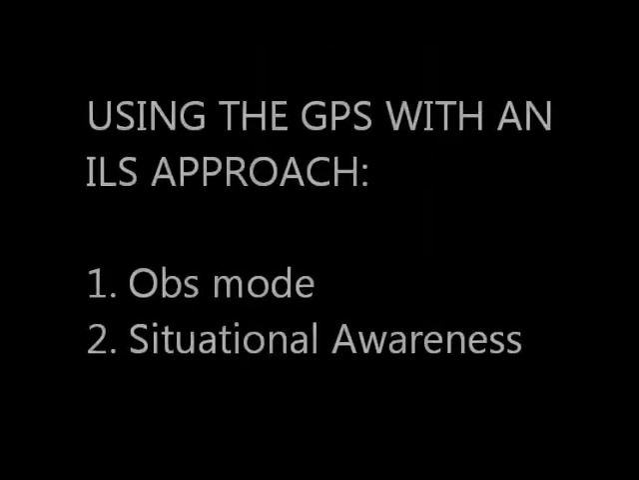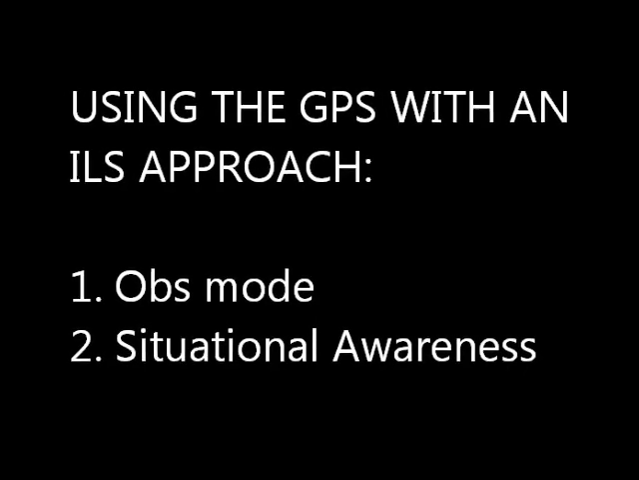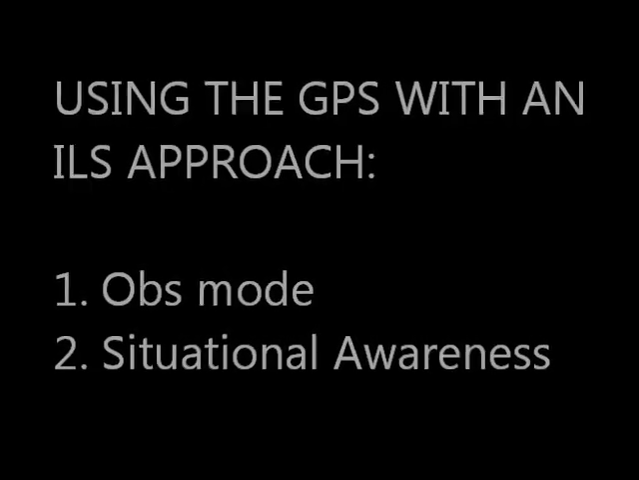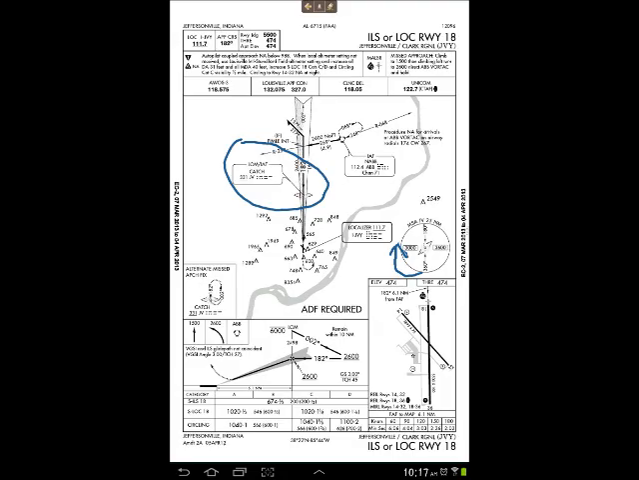Okay, let's talk about how to use the GPS with an ILS approach. And we'll show you the OBS mode and how to load an approach for situational awareness. Well, the first thing that we need to do, of course, is go direct to catch, which is where that NDB station is, and then we'll fly that procedure turn there listed on the chart.